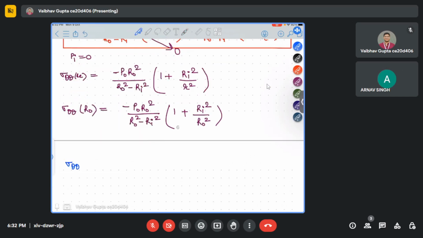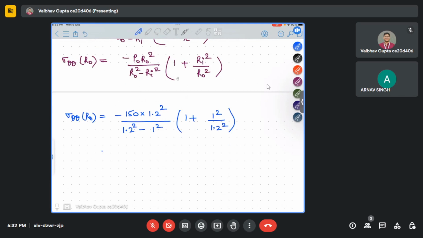So hoop stress at R naught: P naught is given as 150, R naught is 1.2 meter square upon 1.2 meter square minus Ri, which is 1 square, times 1 plus 1 square upon 1.2 square. So you will get the answer as minus 831.8181 kilonewton per meter square. This we can also write as kPa, kilopascal. Same thing. Understood? Any doubt?